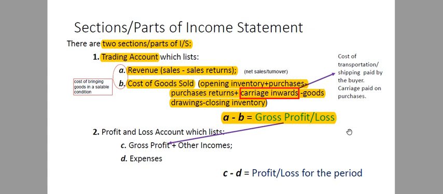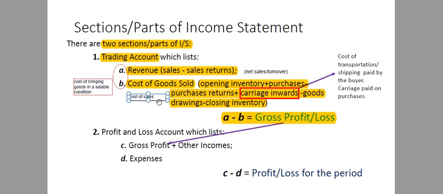So again, a quick summary. The first section of the income statement is called a trading account. It shows two things: the revenue, which is sales minus sales returns, and the second thing is cost of goods sold, which has this long formula which I've just gone through with you. So you're going to memorize that formula, which is cost of goods sold, and it is also called cost of sales. So we can write that also beside it. So cost of goods sold can also be called cost of sales. So it is the same thing.